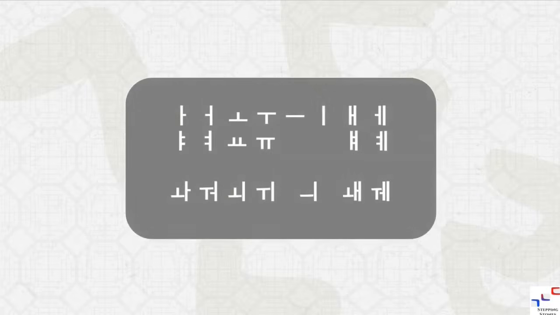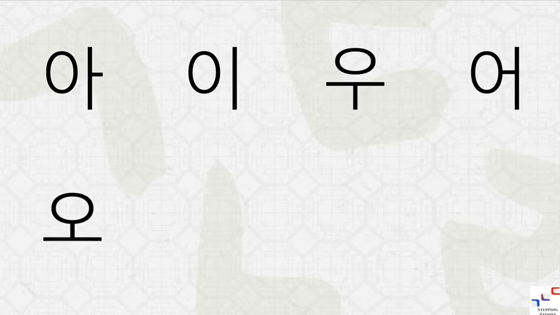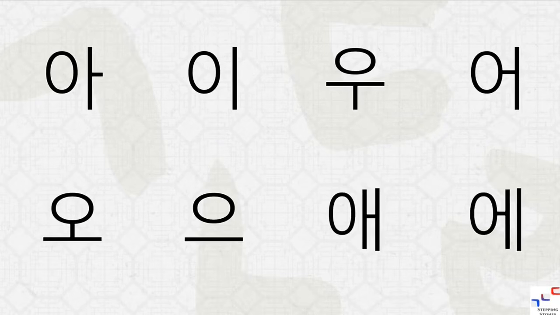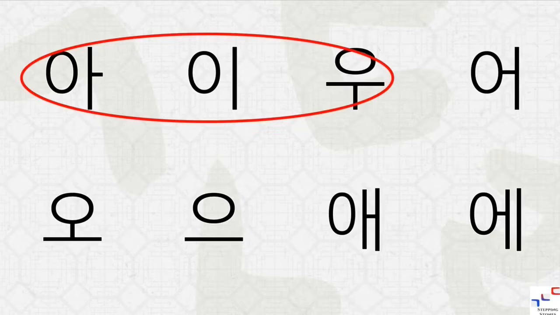Now, we are going to look at all 21 vowels. First, we're going to look at these vowels. These are the most basic and simple vowels you can learn, especially vowels ah, e, and u. These sounds exist in almost every language, and so these three should be very simple for you to learn.